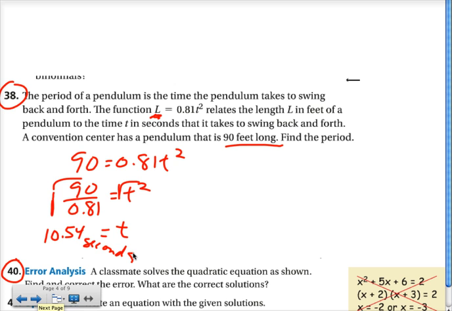So you don't have to use your calculator for that one. You sure could. You could subtract 90 from both sides and get a 0. So if you're going to put it into the calculator, it would look like this.